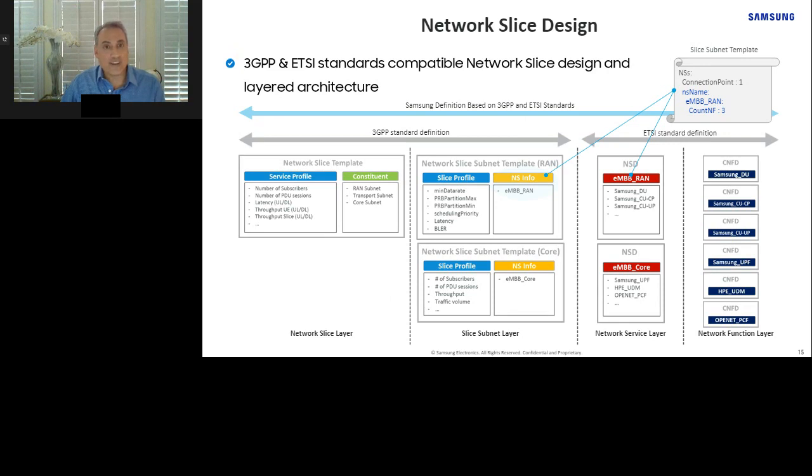And then when you talk about designing a network slice, 3GPP defines this notion of a network slice template and network slice subnet template; these are the modeling for the network slice that you're going to deploy. But from a service orchestration, network function orchestration standpoint, ETSI defines the standard definition there. So one cool thing that the Samsung orchestration does is it correlates those two templates and those two files to allow for a seamless instantiation and deployment of the network slice.